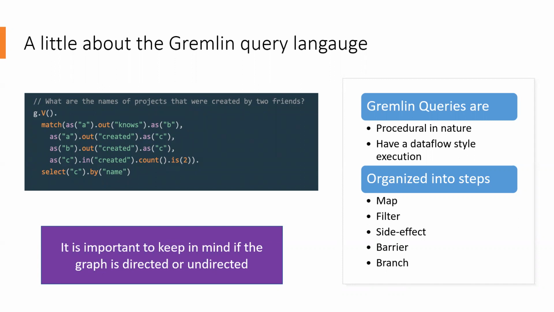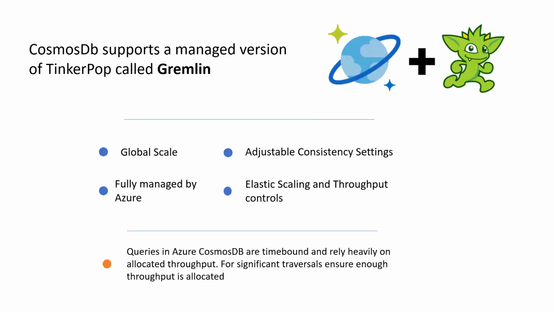Now, speaking of Cosmos, I'll just remind you what it is. It's a global scale database, although you don't have to turn on the global scale if you don't want to, and you can adjust consistency settings. What that means is as you make changes to the graph and it wants to replicate out to other regions, strong versus eventual and everything in between is going to affect how quickly those changes propagate to your other replicated zones. But it's fully managed by Azure and has elastic scaling and throughput controls.